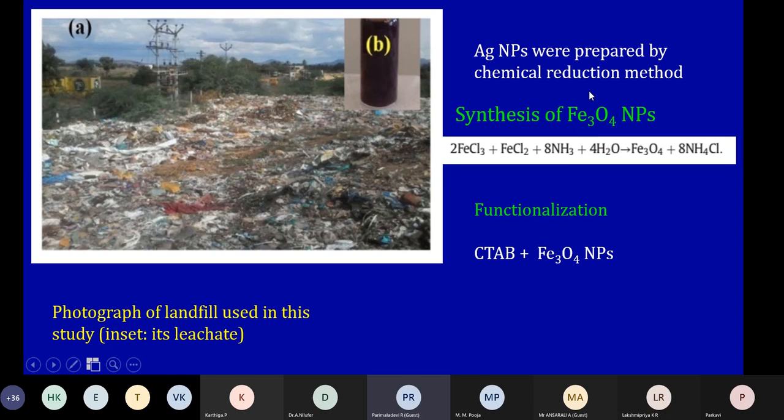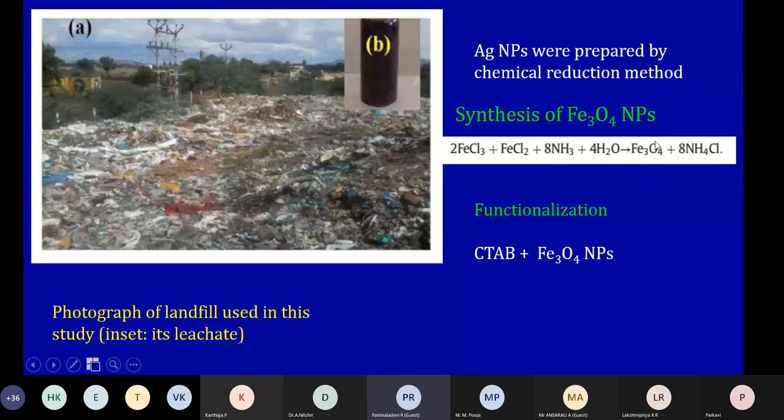Like gold, here silver is also prepared by the chemical reduction method. We take silver nitrate and sodium citrate, add them to distilled water, and add sodium borohydride, which acts as a reducing agent. It will reduce silver nitrate into silver. To that silver we add iron oxide. This iron oxide is prepared from ferric chloride and ferrous chloride with ammonia and water. So that gives the iron oxide.